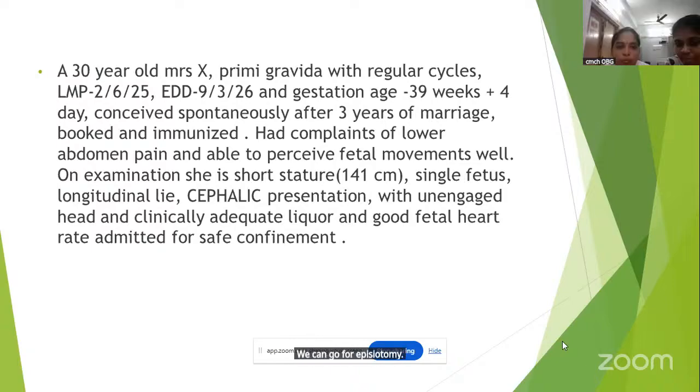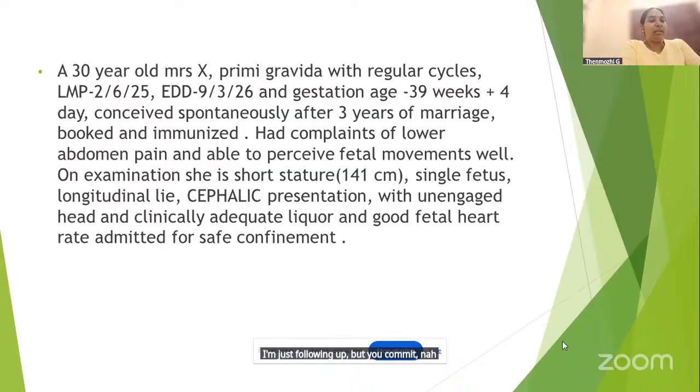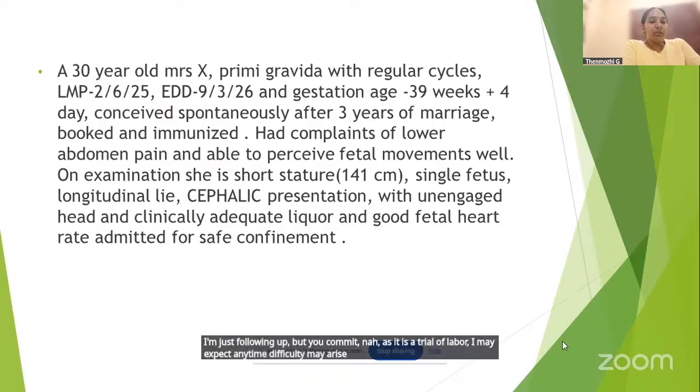Episiotomy has to be given. You have to say it. As it is a trial of labor, I may expect difficulty any time in delivering the shoulder, so I will go for a liberal mediolateral episiotomy. Say everything together: liberal mediolateral episiotomy.